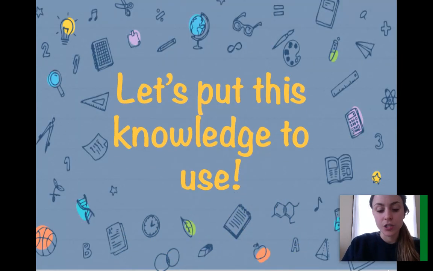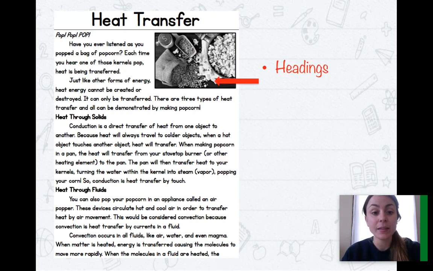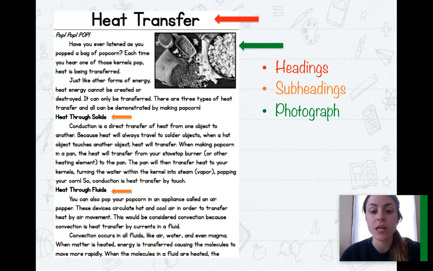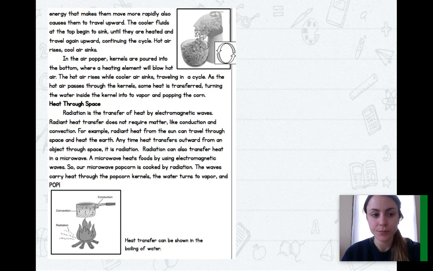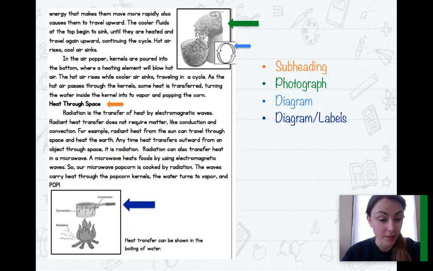So let's put this knowledge to use. We're now looking at the front page of an article, and I already see some text features that we've already discussed. For example, I see a heading labeled heat transfer. I see subheadings, heat through solids and heat through fluids. Those are more specific. And then I also see a photograph that will contribute to my understanding once I've read this entire text. I also see another subheading, another photograph, a diagram, and labels here at the bottom, as well as a caption that tells me more about that diagram and those labels.